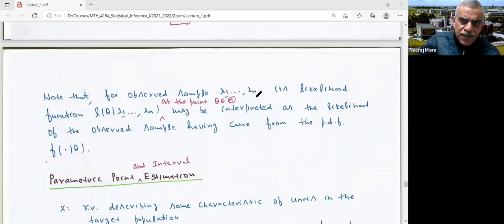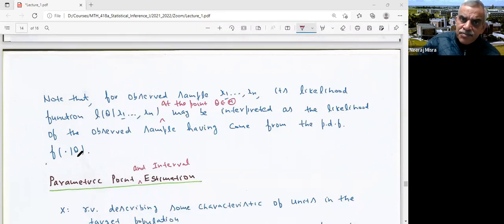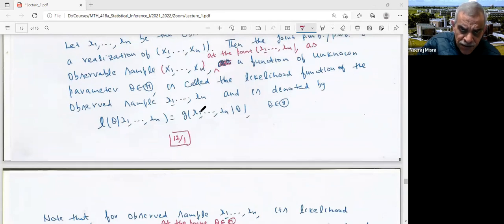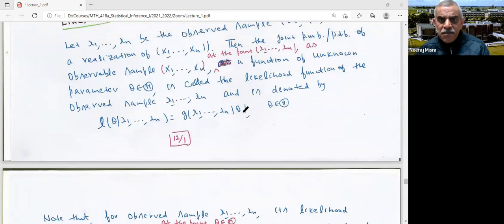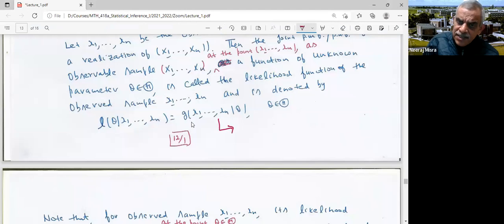Note that for observed values x1, x2, ..., xn, the likelihood function at the point theta may be interpreted as the likelihood of the observed sample having come from the PDF f of dot given theta. Because this gives you the probability of observing x1, x2, ..., xn, because it is a joint PDF. So in a certain sense, it is the probability of observing the given sample which you have observed when theta is the true parameter. Or in other words, this denotes the probability that your sample came from a population with PDF f theta.